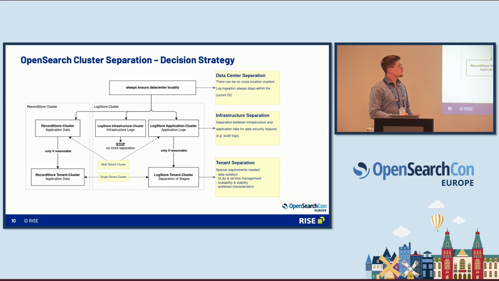And then we have 2 types of OpenSearch cluster, which is a multi-tenant cluster and a single-tenant cluster. With the multi-tenant cluster, we use the tenant features in OpenSearch to separate tenants. And the single-tenant cluster is, as the name says, just one cluster for one tenant. We do single-tenant clusters only if it's reasonable, only if there is a specific reason to do so. For example, scalability needs, high performance needs, and so on.